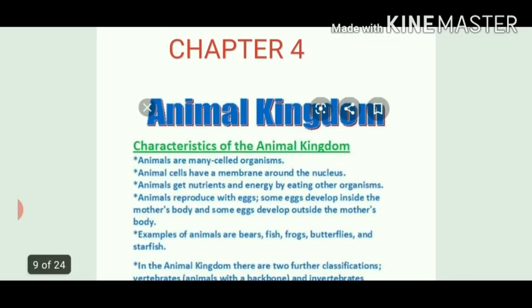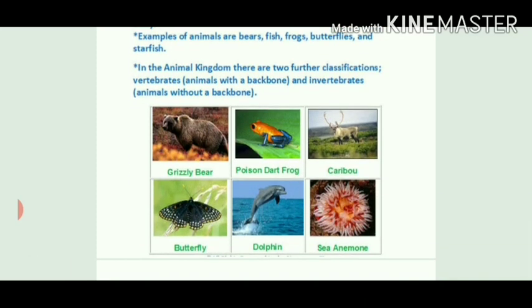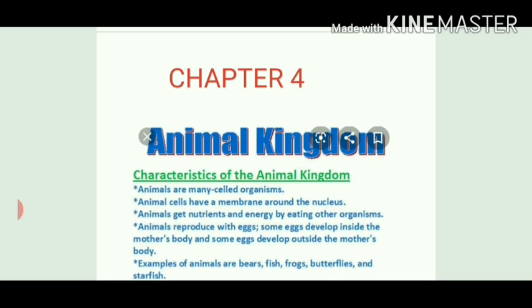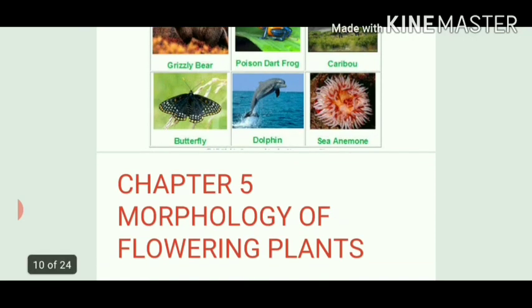Chapter 4 is the animal kingdom. It includes various kinds of animals, either living in water or on the land, and their classification is based upon their cellular organization, whether they are oviparous or viviparous, and whether they contain a spinal cord or are without a backbone. So this we will study in the 4th chapter.